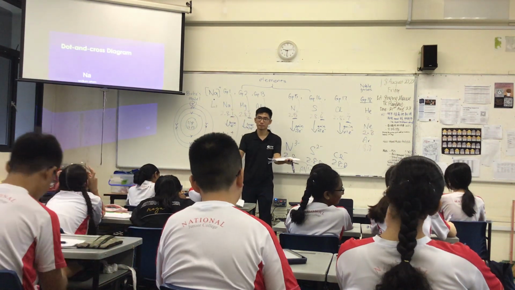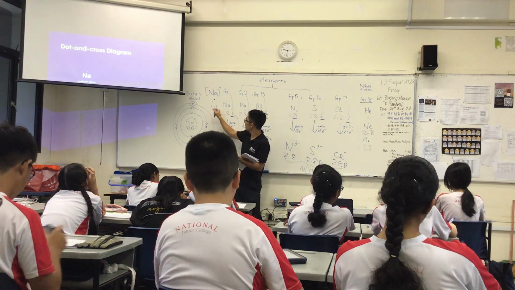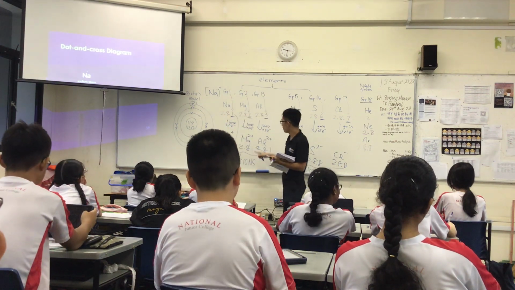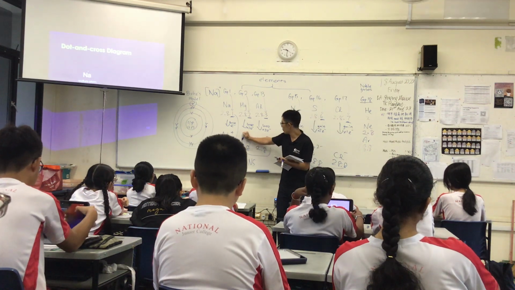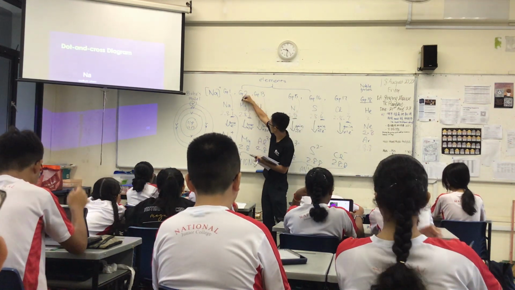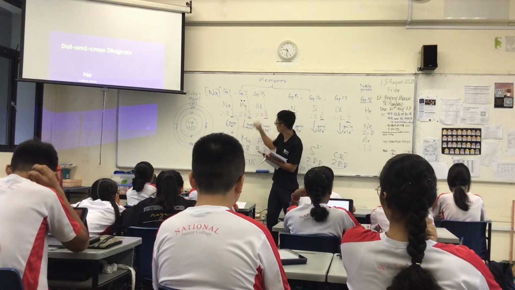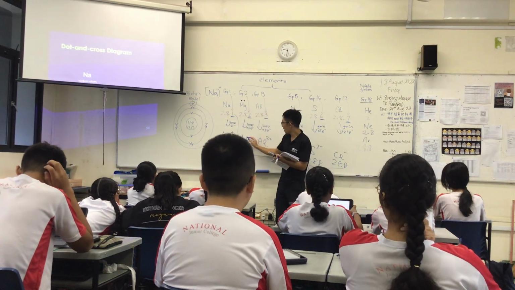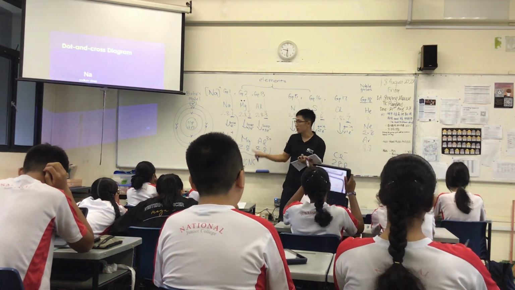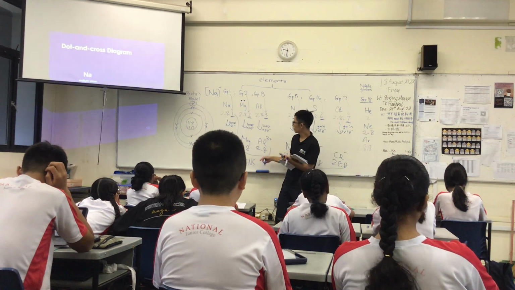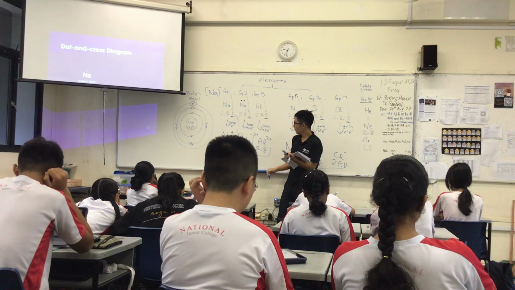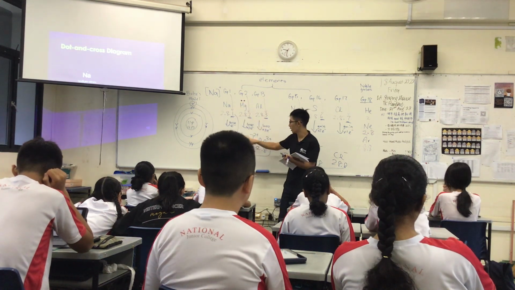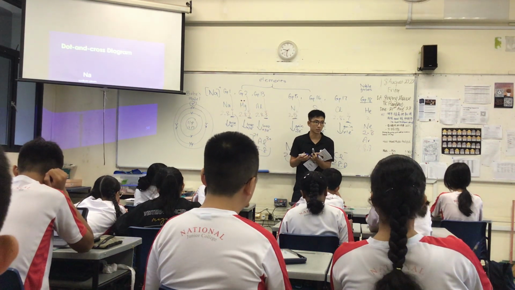It's that simple. If I ask you to draw the dot and cross for the magnesium ion, the original atom of magnesium looks like that. You should draw two dots. But the dot and cross for the ion, you just need to do this: 2 plus. Because it has lost these 2 electrons to form the ion.